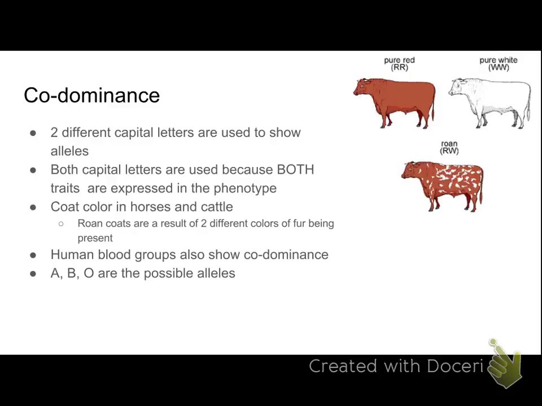We use two different capital letters. Whoa, I thought we couldn't do that. Well, in simple Mendelian traits with simple dominance and recessiveness, we can't. But when you see something that is codominant, we actually use two different capital letters. Both traits end up showing up at the same time. Whoa. And the real common example of this that's used is what's called roan coloration in horses, and it also shows up in cattle.